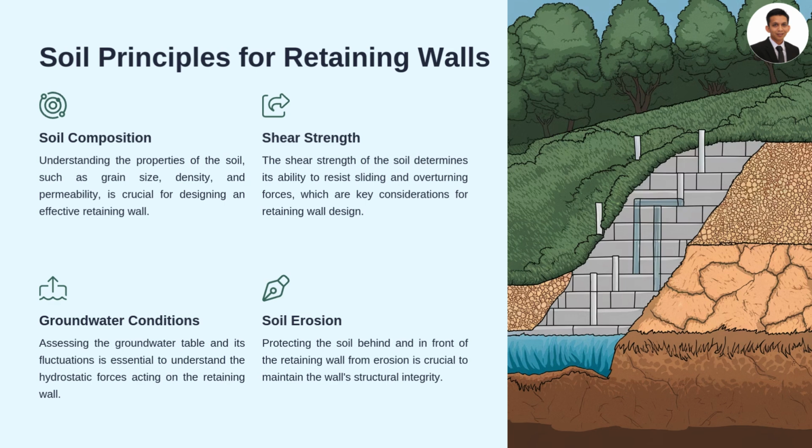Number 3, lateral earth pressure includes active, passive, and at-rest pressures, all of which must be accounted for in the design. Accurate soil characterization is achieved through geotechnical site investigations, including borehole sampling and in situ testing.